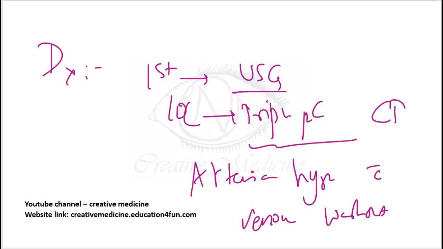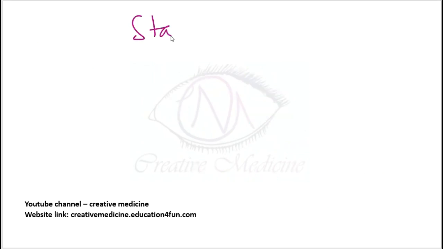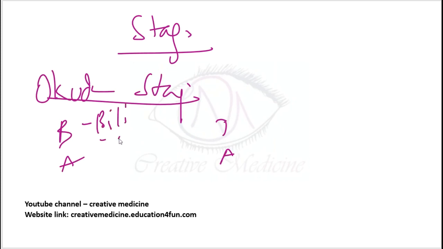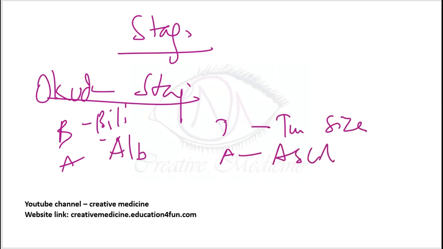Now, next important thing is staging. In the staging, TNM staging is not used properly. First, we have Okuda staging. According to the Okuda staging, this is remembered as BATA. That is, B for bilirubin, A for albumin, and then T for tumor size, and A for ascites seen in this tumor.